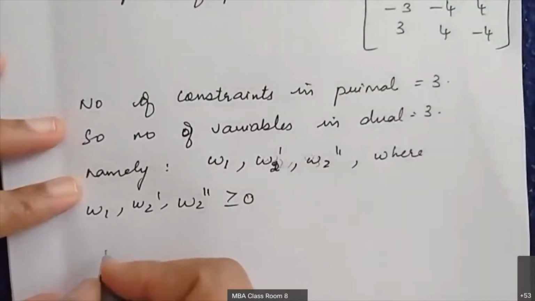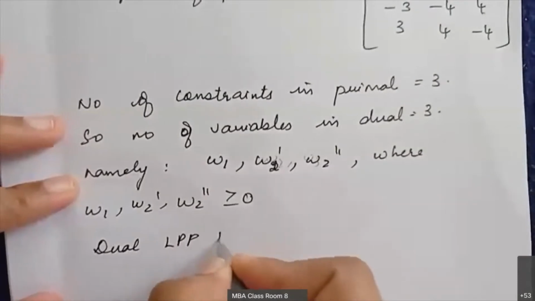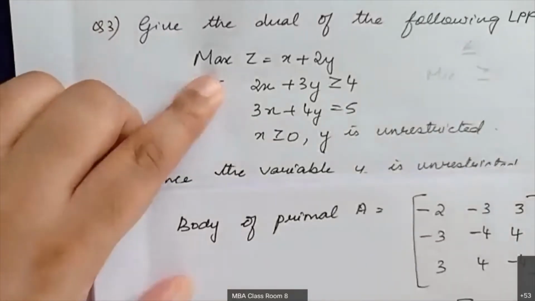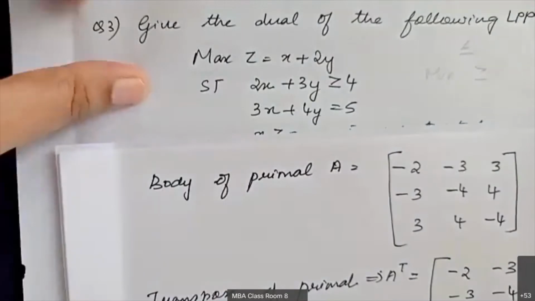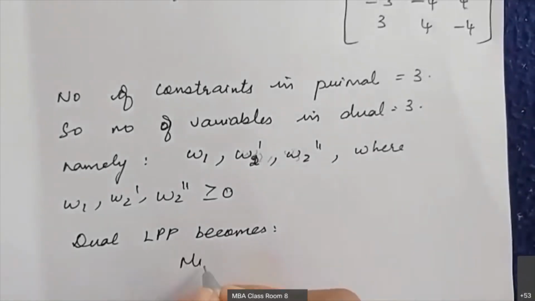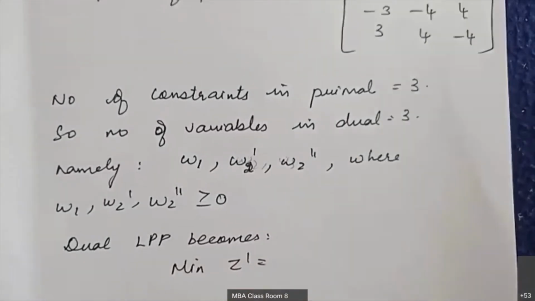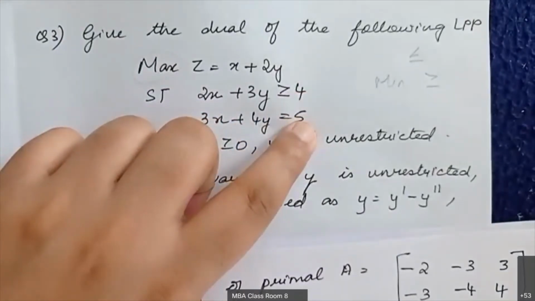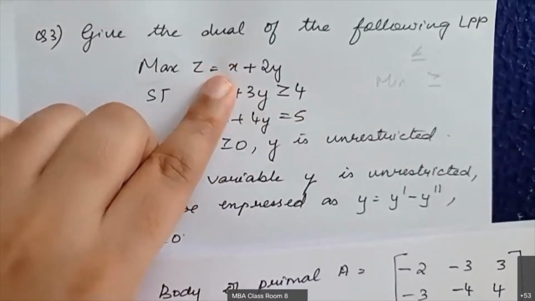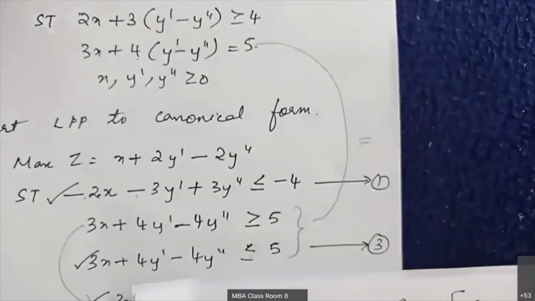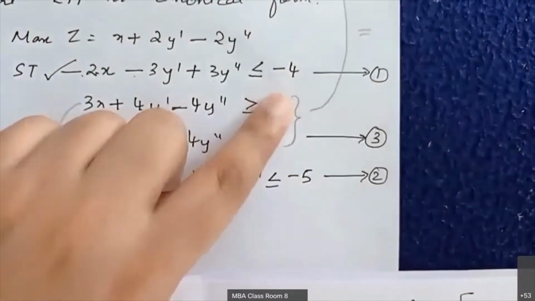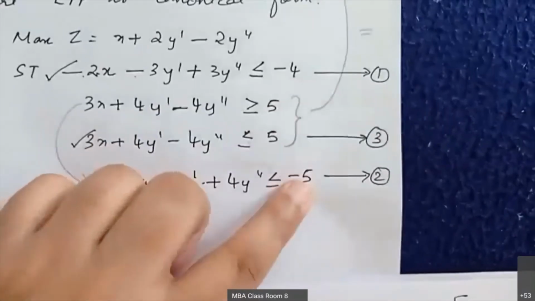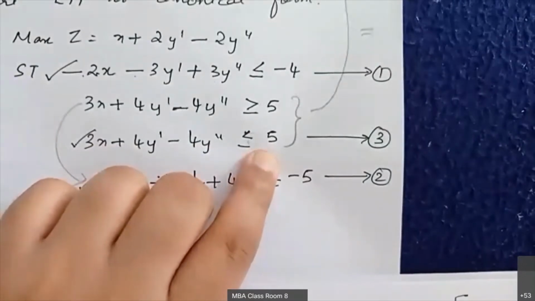So I'll write the dual now. The dual LPP becomes: initially our primal was maximization, so my dual will be a minimization type. Minimize z dash is equal to, see, the right hand side of the constraints will become the coefficients of the objective function in the dual. We have three constraints here. For the first one, it is -4. For the second constraint the right hand side is -5, and for the third constraint we have 5. So -4, -5, and 5 will be the coefficients of the objective function in the dual.